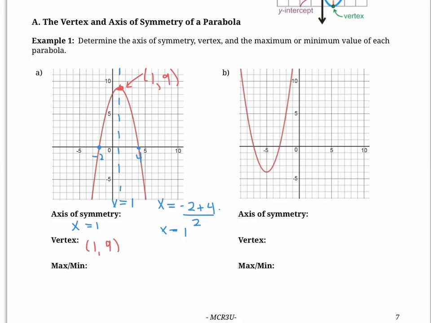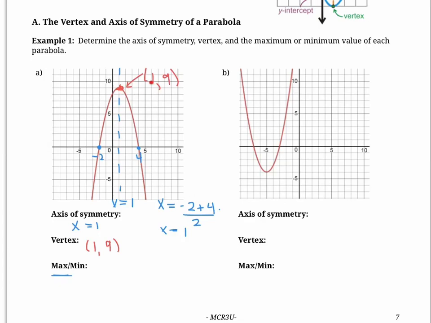And last, what is the max or min value? What does that mean? This means that a parabola is either going to have a maximum or a minimum value. It cannot have both. So in this case, this parabola opens down. So it has a highest value. It has a maximum value. And what is the maximum value? That maximum value comes from the vertex.